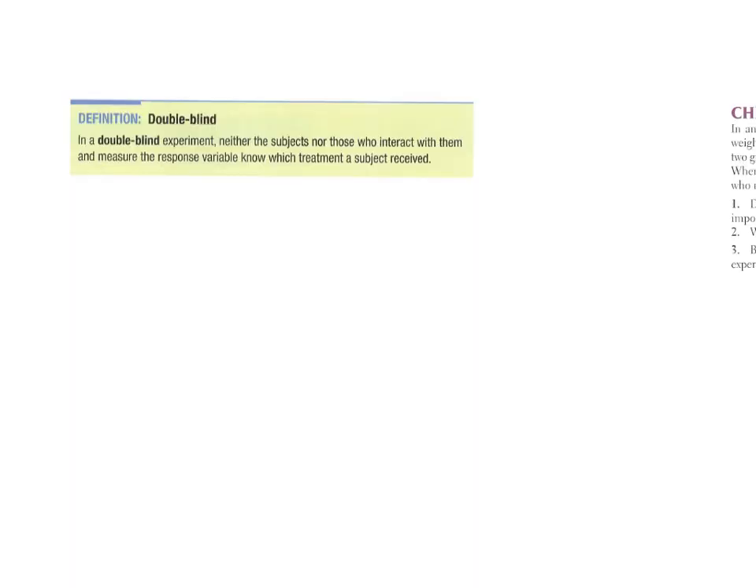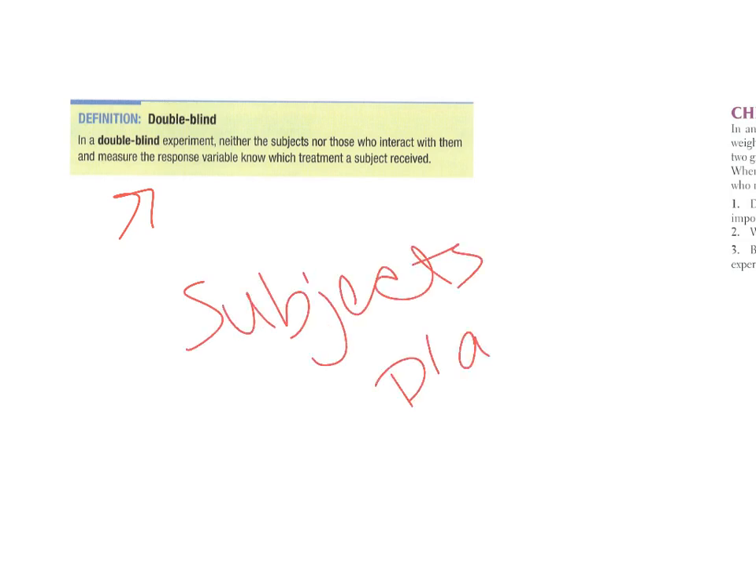Okay, so let's look at some more things that can make an experiment just a little bit better. In an ideal world, an experiment is what we call double-blind. So in a double-blind experiment, neither the subjects nor anyone interacting with them and measuring the response variable knows which treatment was received. I think the easiest way to think about this is to think like physician-based experiments. If you're doing clinical drug studies, the subjects don't know if they are receiving the placebo or the real drug.